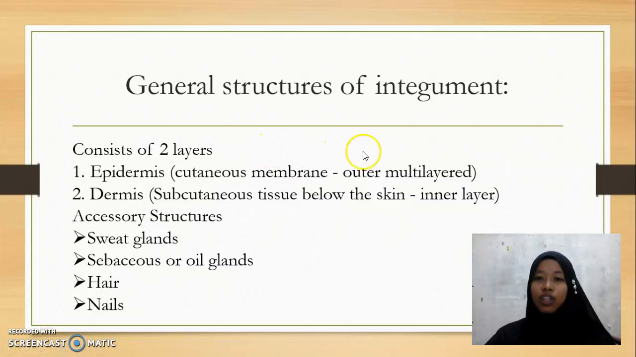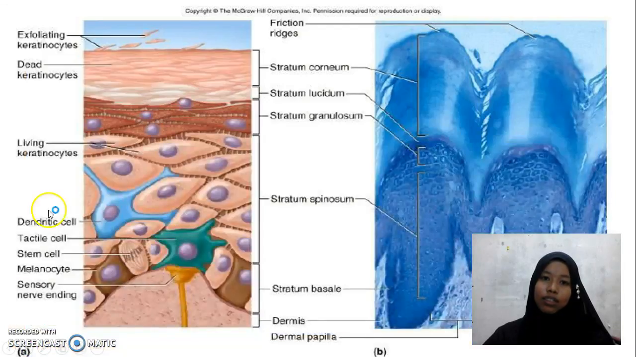What is the general structure of the integumentary system? It consists of two layers: the epidermis, the cutaneous membrane, which is the outer multilayer, and the dermis layer, which is the cutaneous tissue below the skin, the inner layer. It has accessory structures which are sweat glands, sebaceous or oil glands, hair, and nails. So next, these are the layers of the skin. You can see here, this is the epidermis and this is the dermis. The epidermis has 5 layers, and I will explain more.